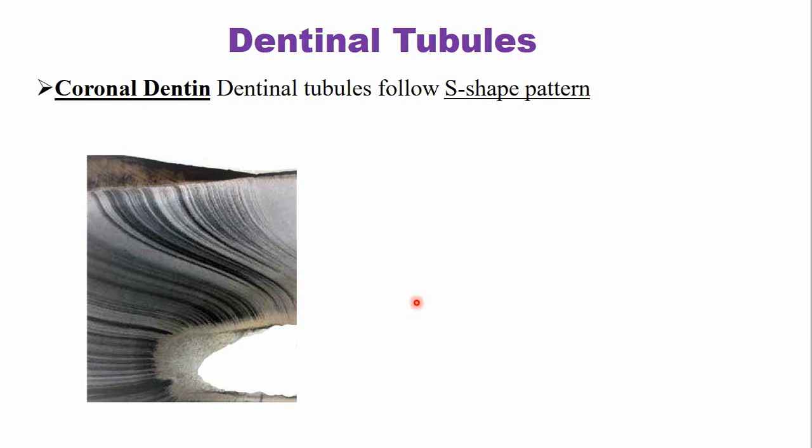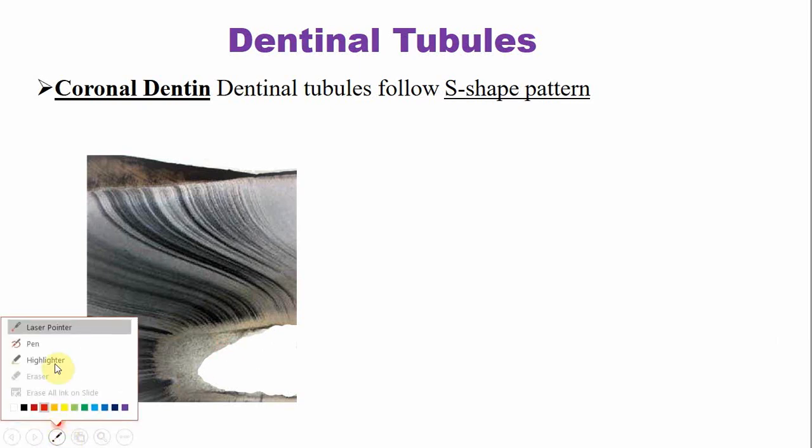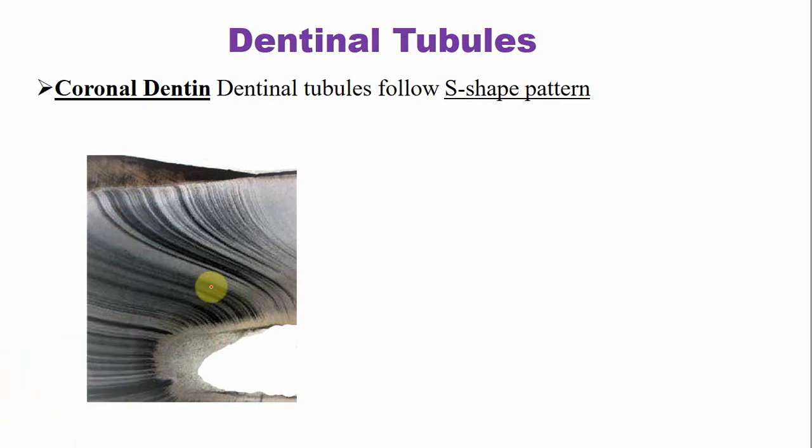Now, this is a ground section of a tooth. Here, this is the enamel, this is the dentin, and this space is the pulp space. Here you can see these are the dentinal tubules. The dentinal tubules follow a pattern that is basically a wavy or S-shaped pattern.